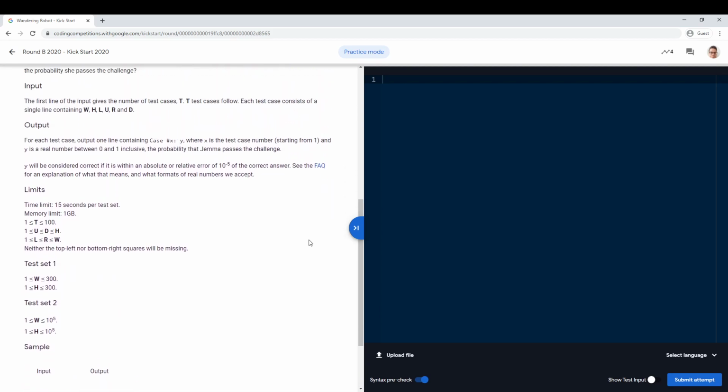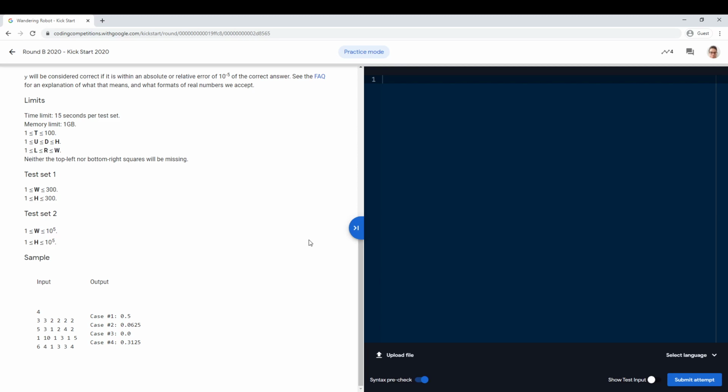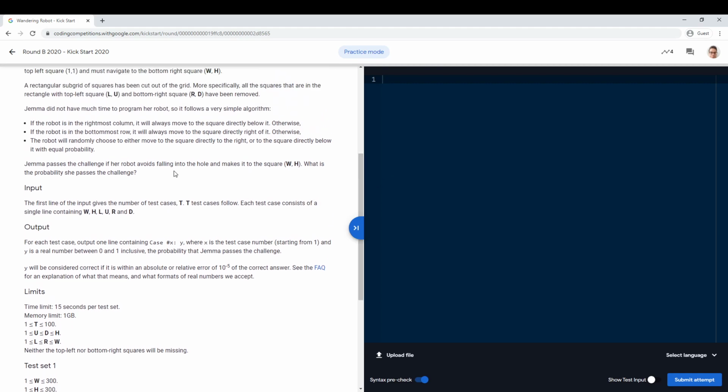W and H are up to 10 to the 5, which is kind of large. And so the point is that that's actually maybe a bit too large to do brute force with, or even DP. On the other hand, this is not so complicated, right? What's the actual input? The size of the grid, and then the coordinates of this rectangle.